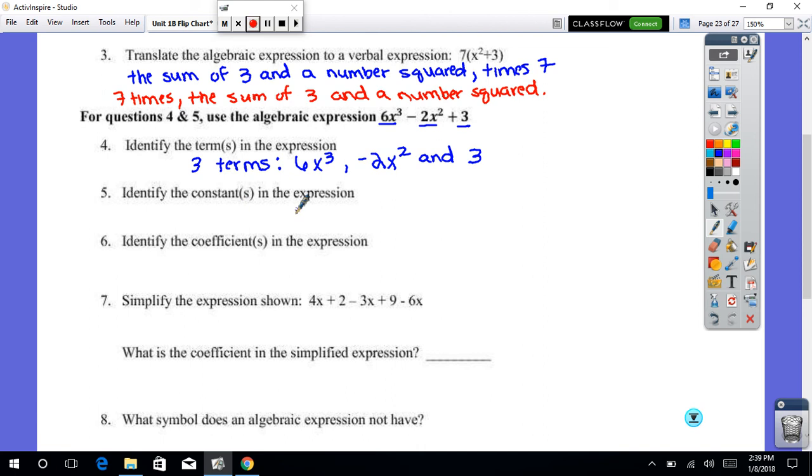Identify the constant. Remember, the constant is the one that does not have a variable. Constants have no variables. So the constant in this question is 3.